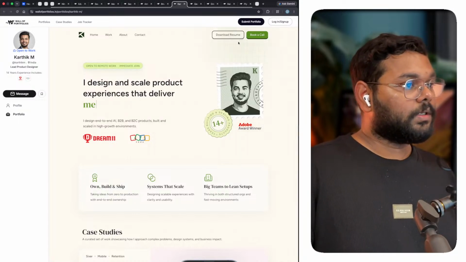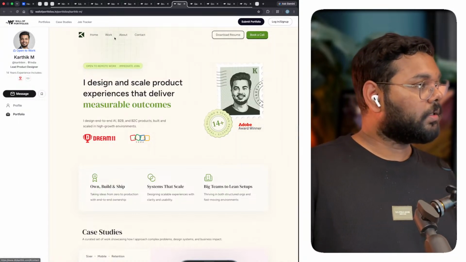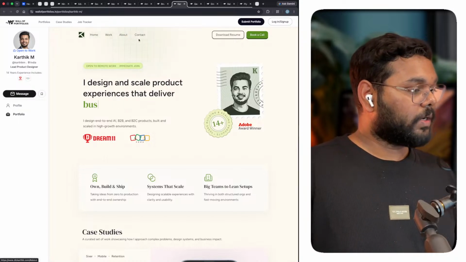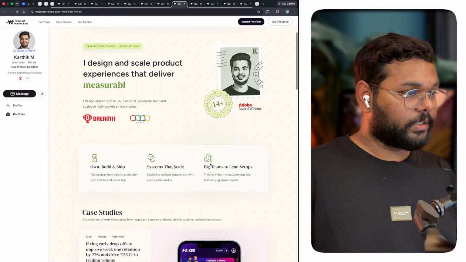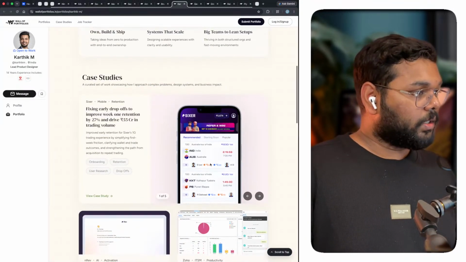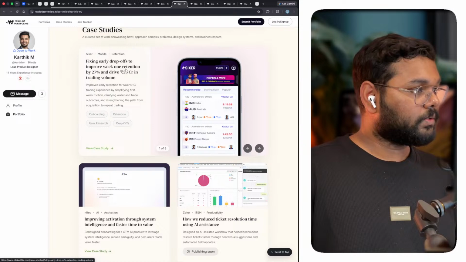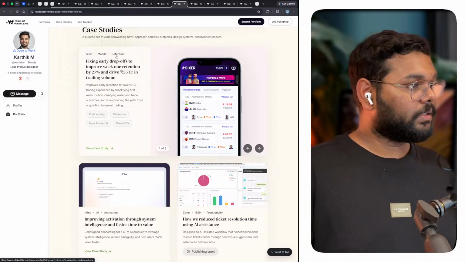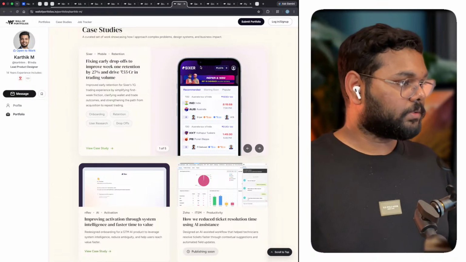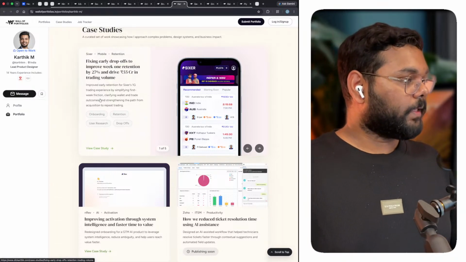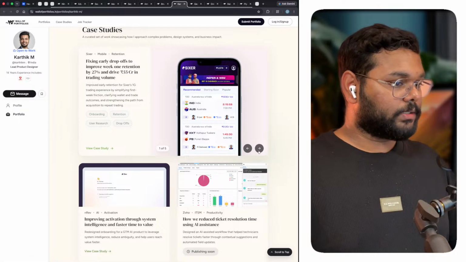Okay. Resume, book a call, homework about contact, Dream 11, Adobe Award winner. Okay, great. Case studies. So, Sixer mobile retention. Okay, Sixer is the name of the app. Case study again, thumbnails.